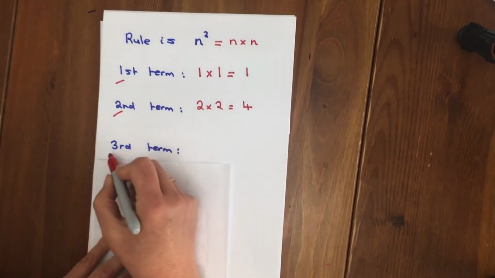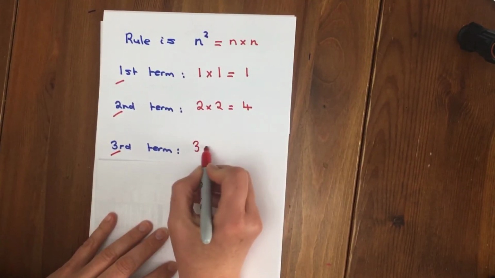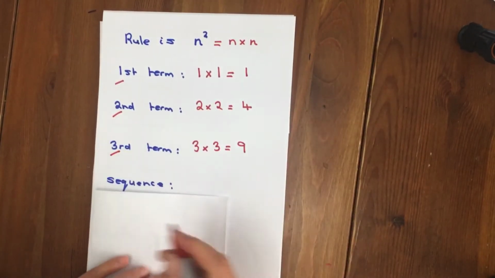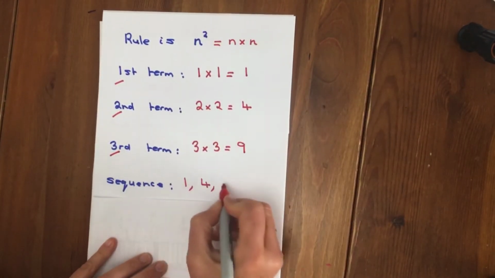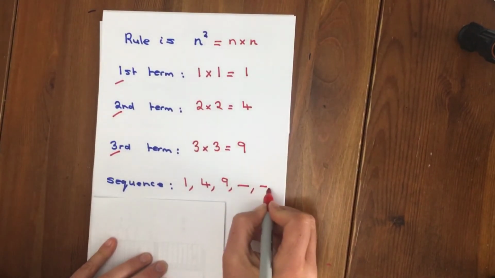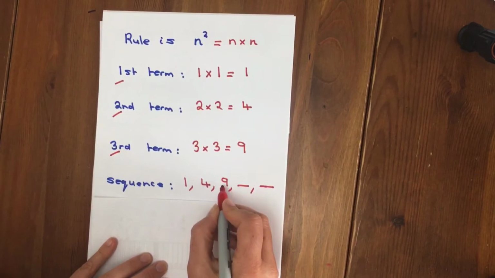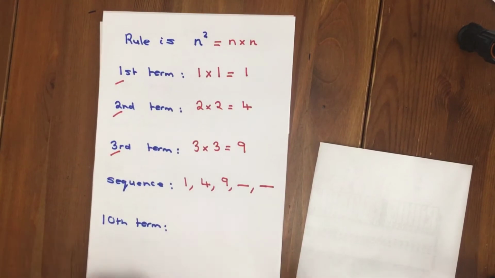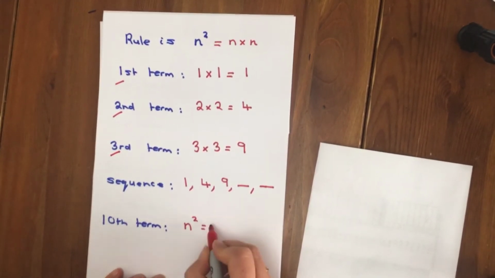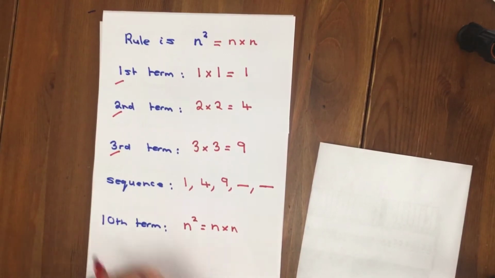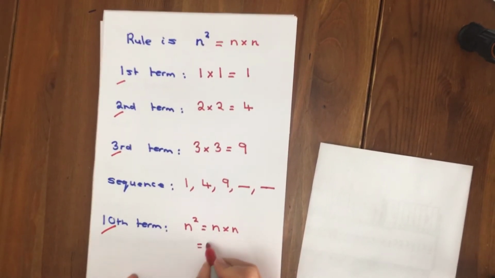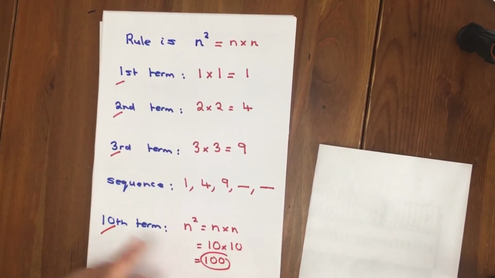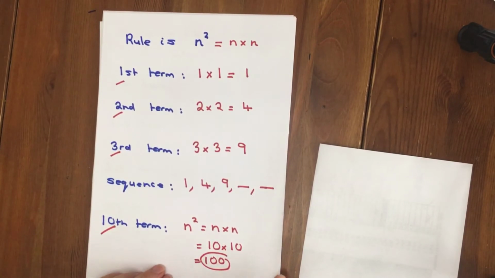I think you can see the pattern now. When n is 3, I've got n times n, or 3 squared, which is 9. So my sequence are the square numbers, which we've done before. 1, 4, 9, 16, 25, carry on like that. So the 10th term, remember my sequence is n squared, which means n times n. So when n is 10, 10 squared is 10 times 10, or 100. So the 10th term is 100.